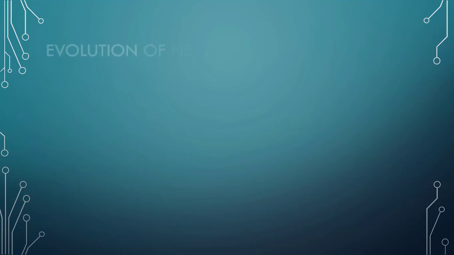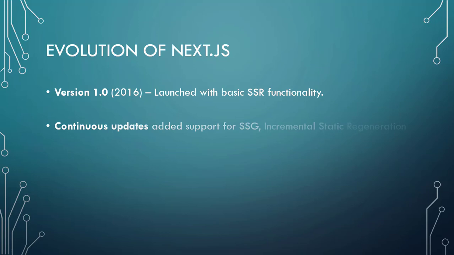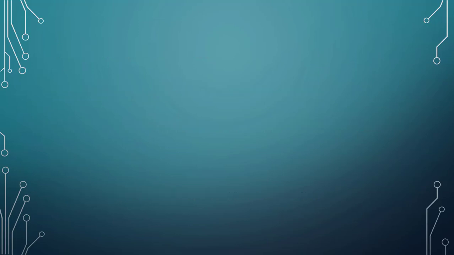Evolution. Version 1.0 was released in 2016 with basic SSR capabilities. Over time, Next.js has evolved to include powerful features like static site generation (SSG), incremental static regeneration (ISR), and API routes, making it one of the most popular frameworks for React developers. The Vercel platform, which created Next.js, provides seamless deployment solutions, making it easy to deploy Next.js apps globally.